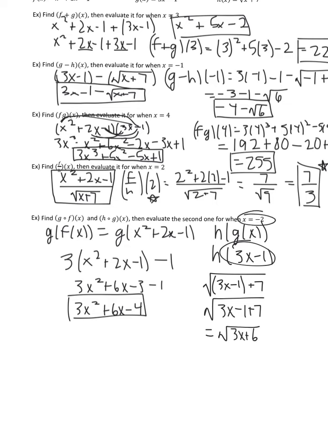And then it says evaluate that for when x equals negative 2. Sorry, this is h of g of negative 2. So that's going to be the square root of 3 times negative 2 plus 6, and that's going to equal the square root of negative 6 plus 6, which is the square root of 0, and we know the square root of 0 is 0. All right, we'll keep getting more practice with this in class.